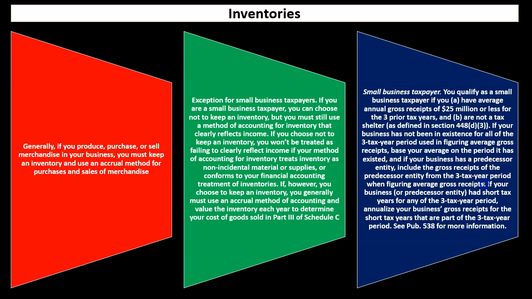So you're looking at the 3 prior years, in other words, and then you've got the question of the exception. Well, what if I wasn't in business for 3 years? Well, if you were only in business for 2 years, then you're not going to take the average of 3 years. You'd take the average of the years that you were in business, the 2 years. If your business or predecessor entity had short tax years for any of the 3 tax year period, annualize your business gross receipts for the short tax years that are part of the 3 tax year period. See Publication 538 for more information.